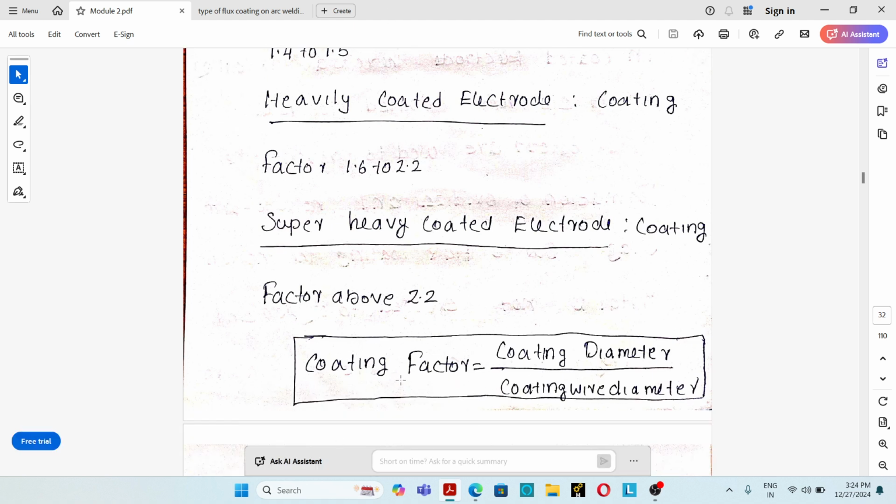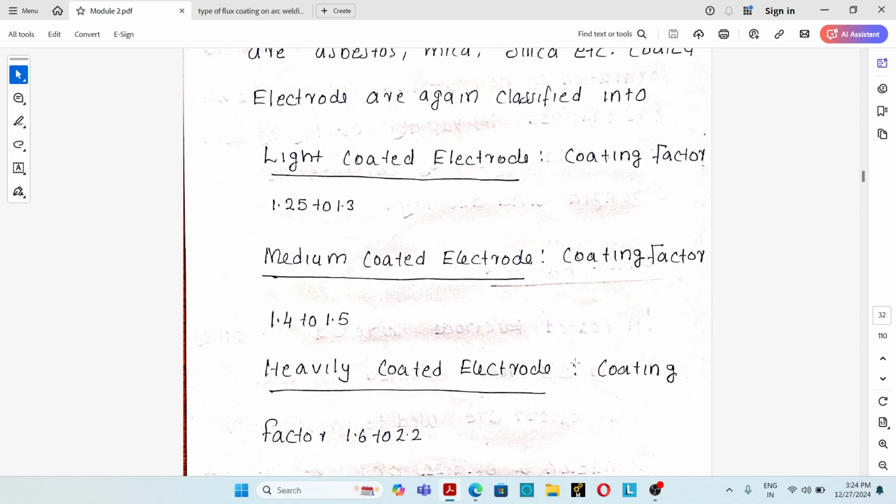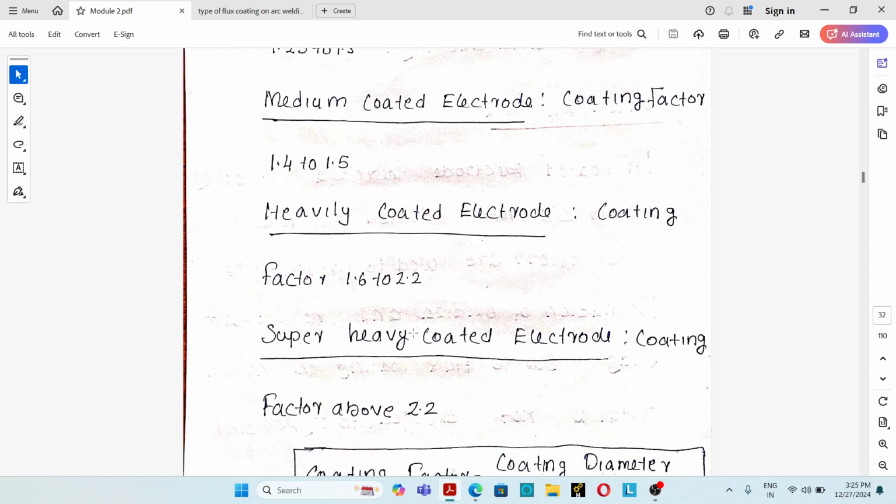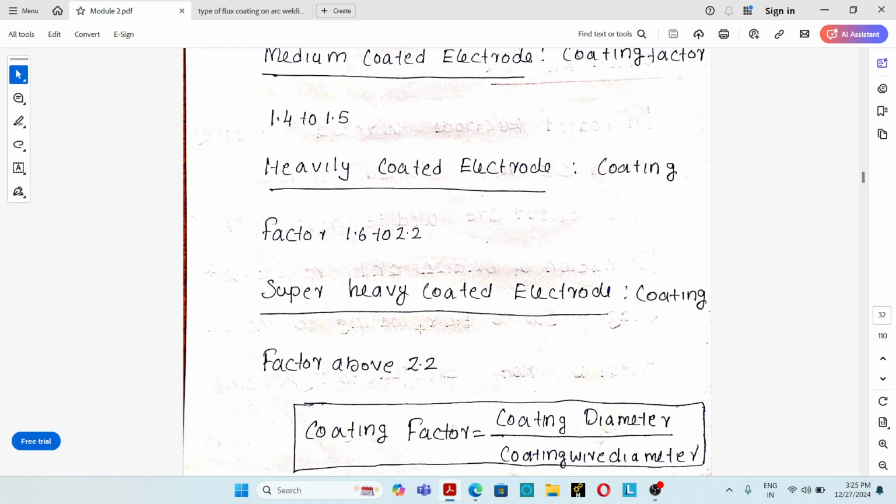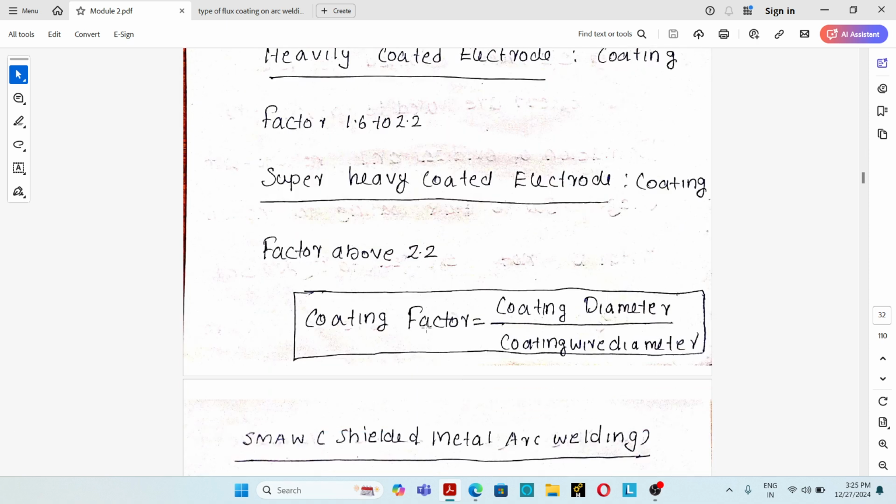So what do we mean by coating factor? Coating diameter divided by electrode wire diameter. That is the coating factor. Light coated electrode coating factor is 1.25 to 1.3. Medium coated electrode coating factor is 1.4 to 1.5. Heavily coated electrode coating factor is 1.6 to 2.2. Super heavy coated electrode coating factor is above 2.2. So these are the four classifications based on the coating factor.